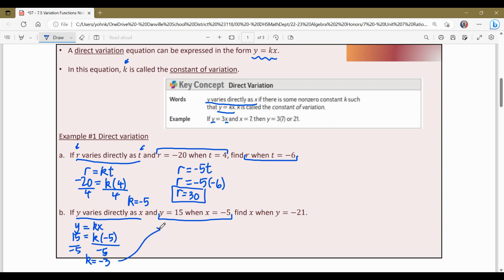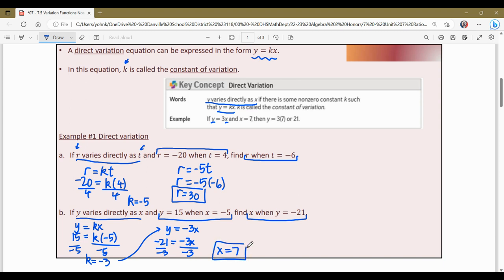All right, so now we're going to take that constant of variation and substitute it back in. So we get y equals negative 3x. Now we're going to take our last bit of information, find x when y equals negative 21. So now we're going to substitute negative 21 in for y, and we get negative 21 equals negative 3x. We're going to find x by dividing by negative 3. That's going to tell us that x equals 7.